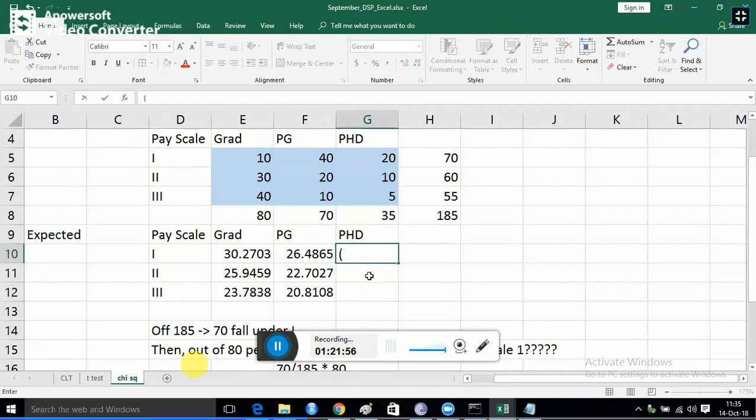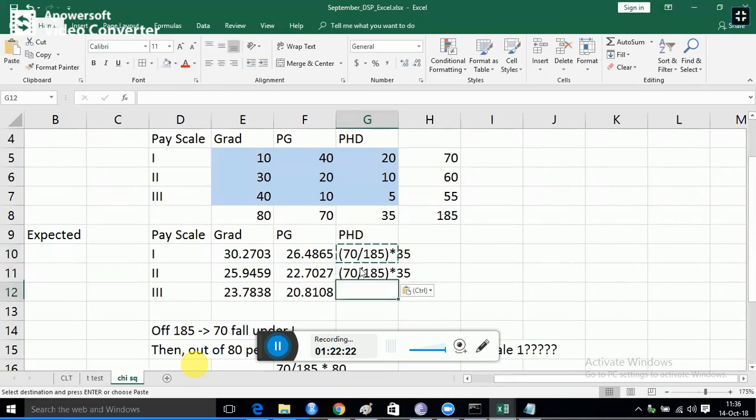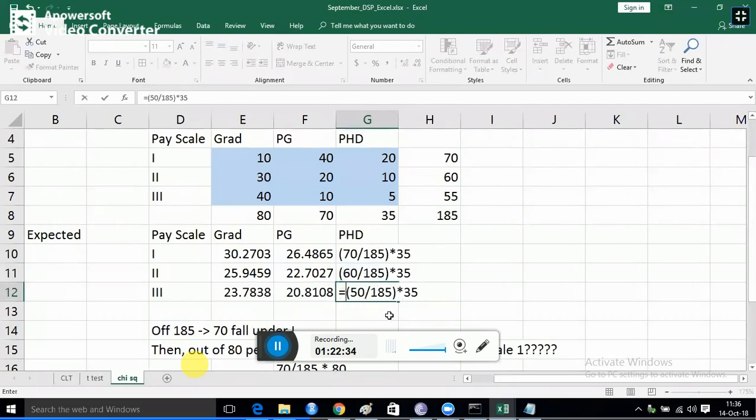Come on, tell me this one. 55 divided by 185, that's common. 70 by 185 multiplied by 35, yes. How much? 60, right? And then this is 55.